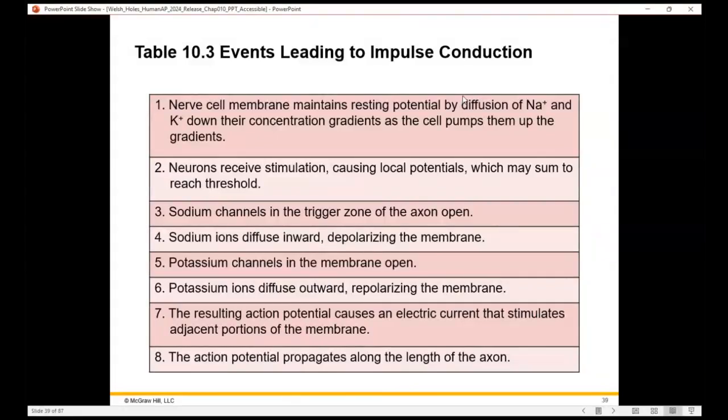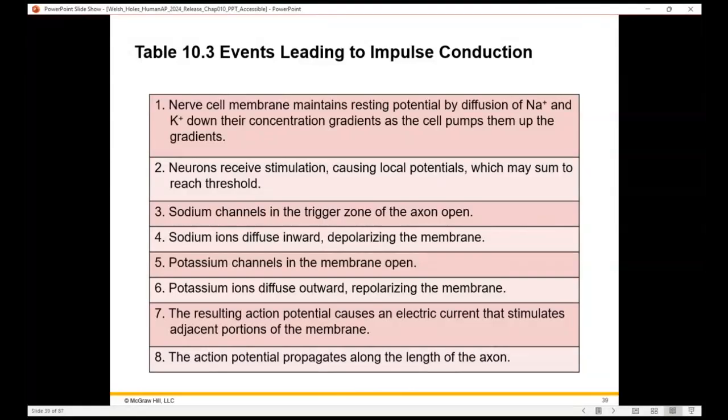Okay, table 10.3 summarizes the events that lead to the impulse conduction. So to reiterate, nerve cell membranes maintain a resting potential by diffusion of sodium and potassium down their concentration gradients as the cell pumps them up the gradients. Neurons receive the stimulation, causing local potentials, which may sum to reach threshold. Sodium channels in the trigger zone of the axon open.